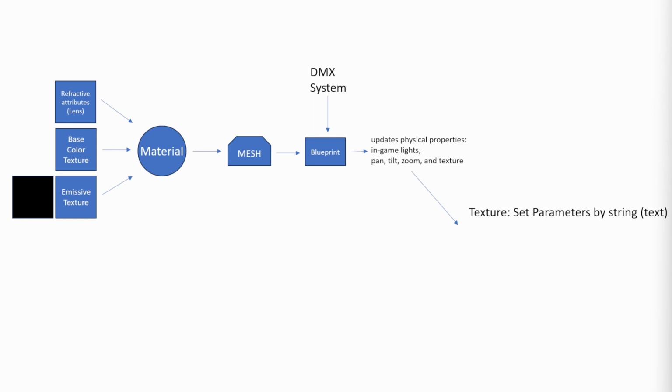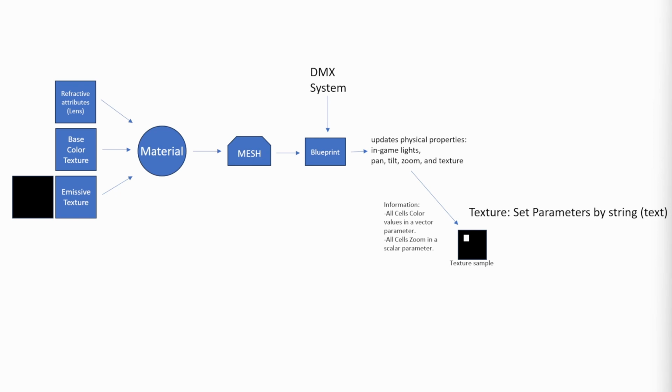And so the textures, we set that parameter by a string text, which I'll show you. But we have to use a string or text to set those parameters. The information that we're going to send is going to be all of the cells' color values in a vector parameter, each of them, and then all of the cells' zoom values in a scalar parameter.